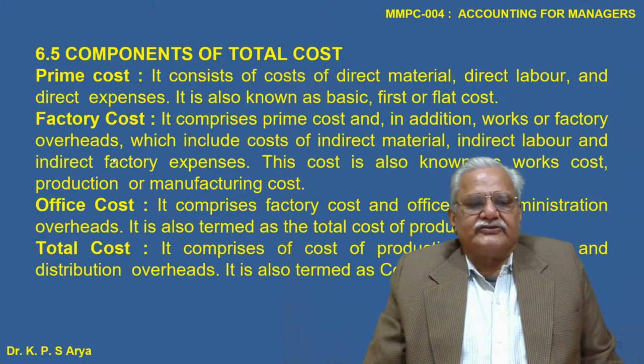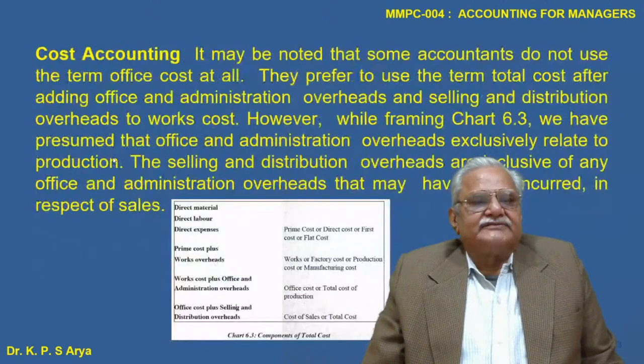Third is the office cost. It comprises factory cost plus office and administrative expenses, overheads. It is also termed the cost of production. Now, fourth is the total cost. It comprises the cost of production and selling and distribution expenses. It is the total cost.